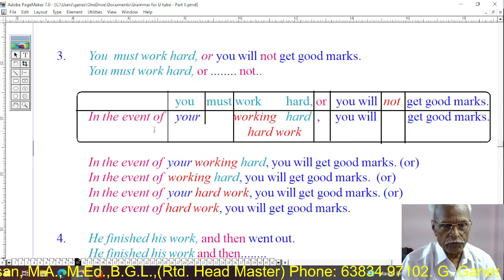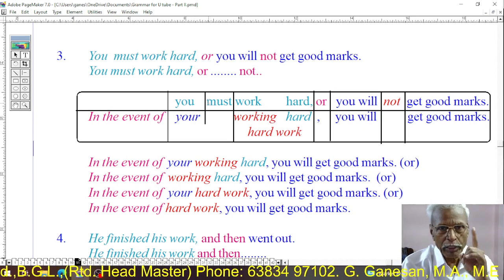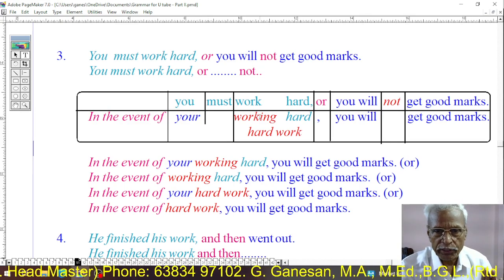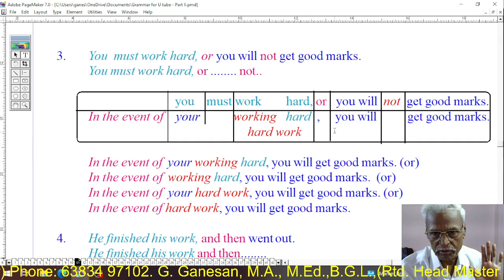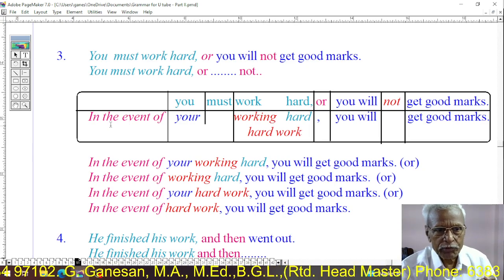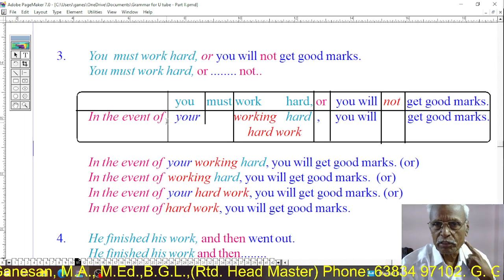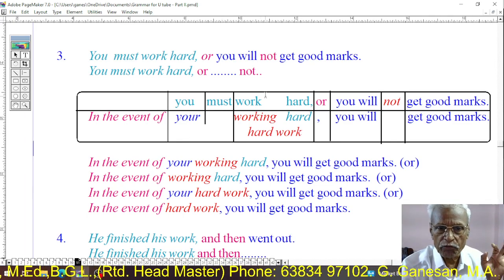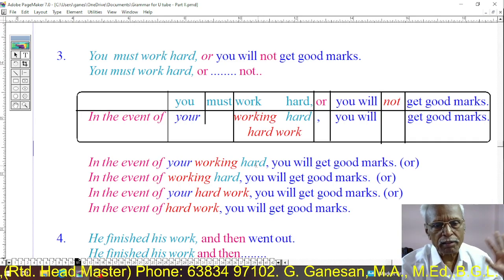Or not in the event of. You, your. Must should be removed. I have already told you that the six auxiliaries should be removed. Then working: working hard or hard work. The things are over. Or not in the event of. You, your; must removed. Working hard or hard work.